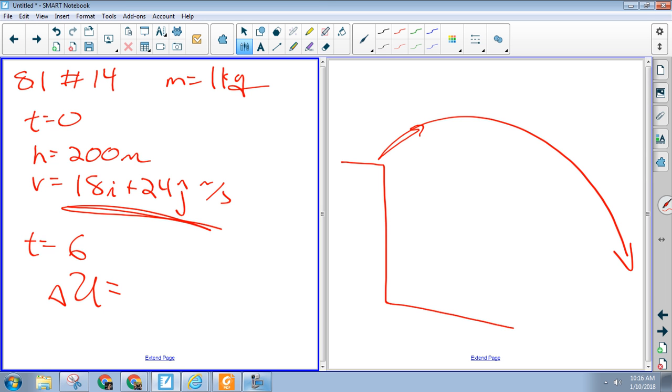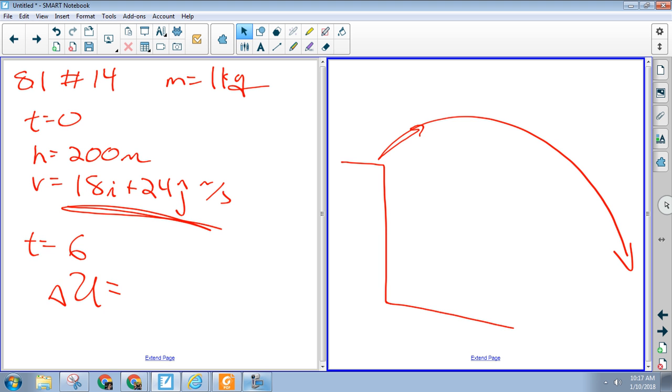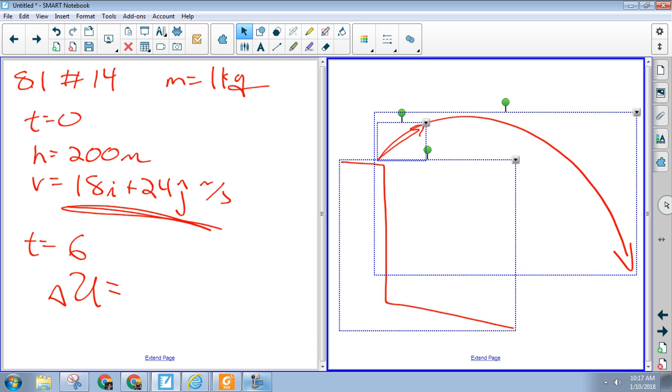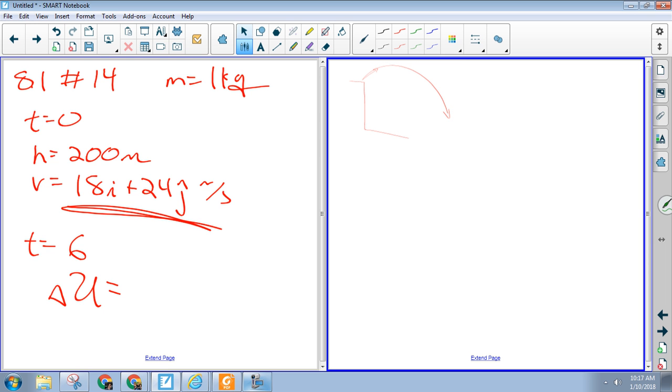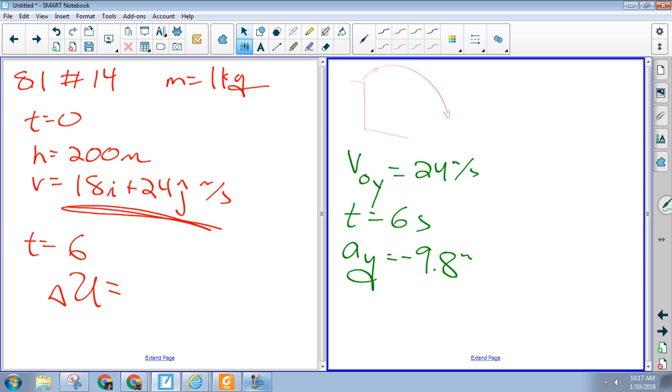So vertically, here's what we've got. So vertically, here's what I know. I know that my vertical velocity initially is 24 meters a second. I know that 6 seconds are going to go by. I know that my acceleration vertically is negative 9.8 meters a second squared. Do you guys agree that I could find my change in vertical position using that information?